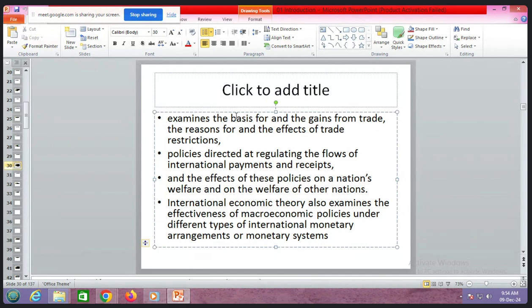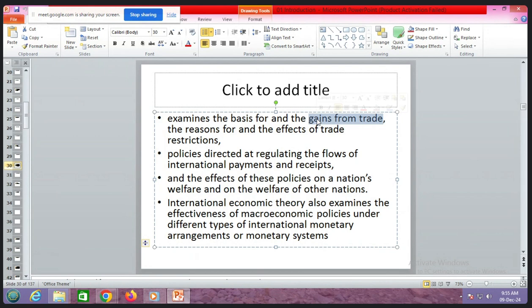Then once we establish which commodities I am going to trade and which commodities I am not going to trade, the second question is, what do I gain from that trade? That is, I have to measure what I am gaining from that particular trade. So I will trade only if it is beneficial for me. That is the basis for trade. And once I trade, I have to measure the gain that I am going to get from this trade.